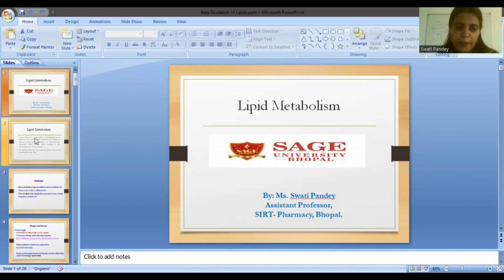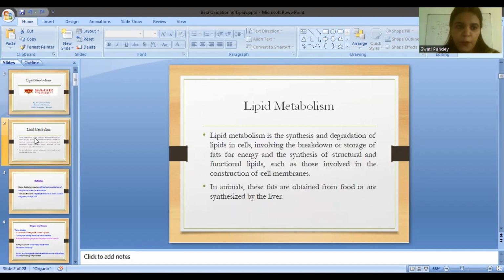Lipids are metabolized with the help of beta oxidation. Beta oxidation is named so because the metabolism takes place at the beta carbon of the long chain fatty acids.